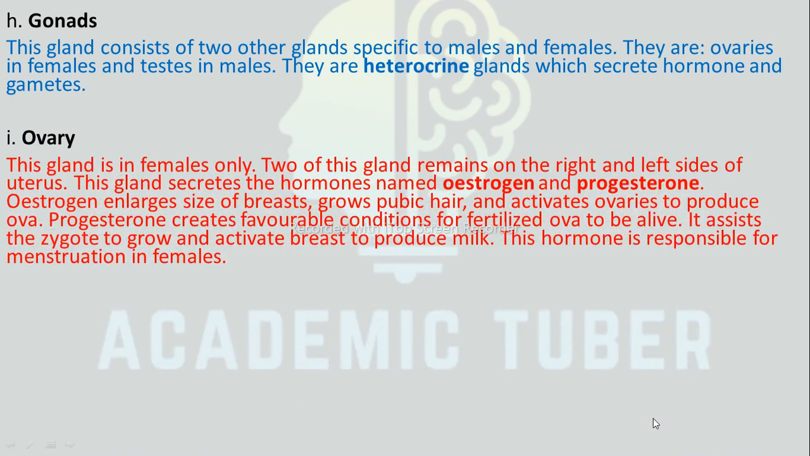Ovaries. This gland is in female only. Two of these glands remain on the right and left side of the uterus. This gland secretes the hormones called estrogen and progesterone.